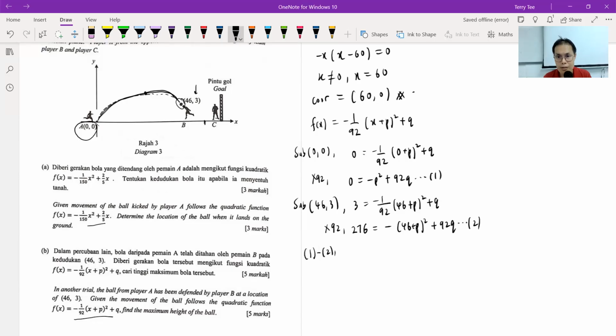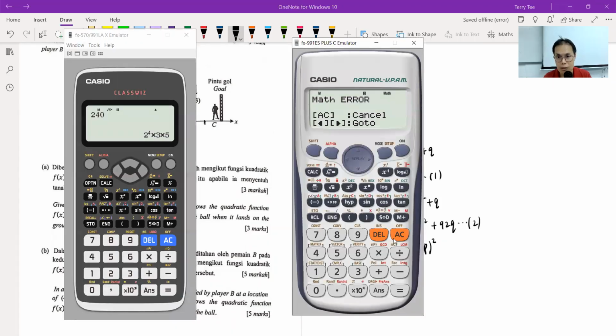Okay, so when I minus, 0 minus 276, negative 276, this is negative p squared. You minus becomes a plus of (46 plus p) squared. 92 minus 92 disappear. So what we want to do is to solve for p. And here we can actually, sorry, there's an equal sign here. So here we can actually expand this bracket. 46 squared, a bit hard to do mentally. You can use a calculator.